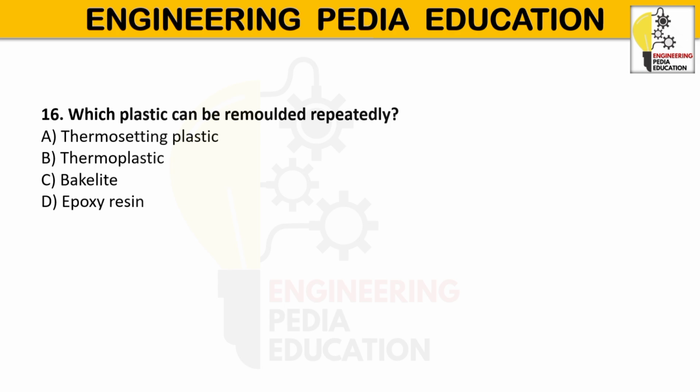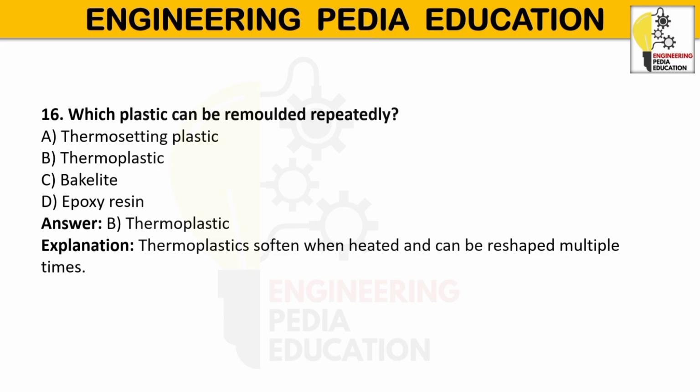Which plastic can be remolded repeatedly? The options are thermosetting plastic, thermoplastic, bakelite, epoxy resin. The correct answer is thermoplastic. Thermoplastics soften when heated and can be reshaped multiple times.